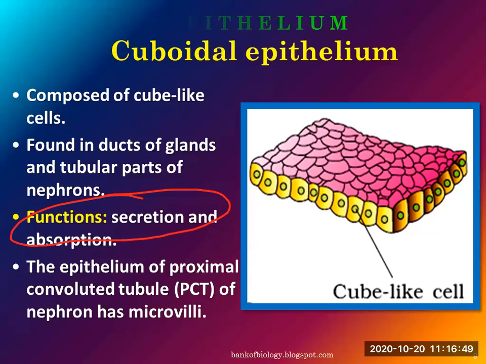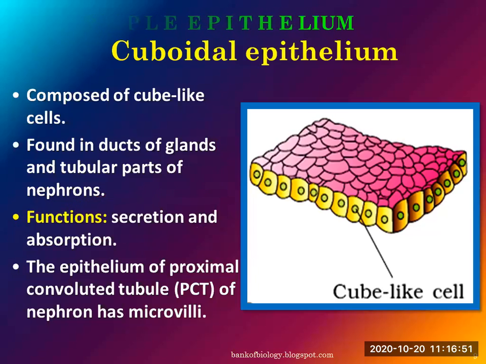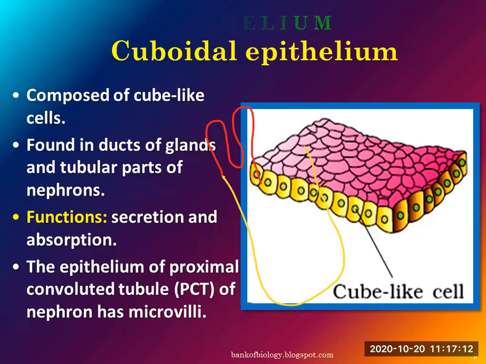To be remembered, simple squamous, we said it acts as a diffusion boundary. Simple cuboidal, we say secretion and absorption. As we already said, the Bowman's capsule of the nephron is composed of simple squamous. Now we are moving with simple cuboidal epithelium. It is there in proximal convoluted tubule and distal convoluted tubule.